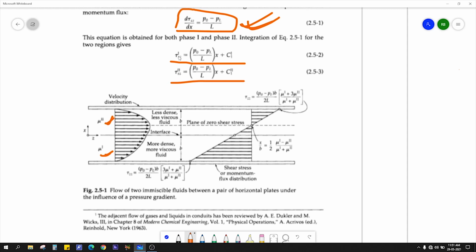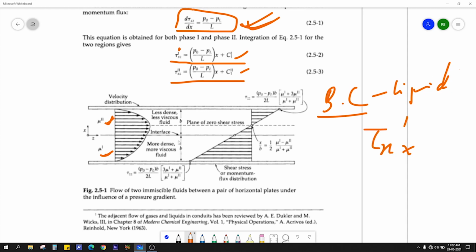If you integrate this, you'll get tau xz for fluid 1 equal to something plus the integration constant C1 for fluid 1, and similarly an integration constant C1 for fluid 2. Now you have to calculate C1 for both cases, so use the boundary condition. At the liquid-liquid interface, velocity and shear stress are continuous. That means tau xz for fluid 1 at this interface will be equal to tau xz for fluid 2.